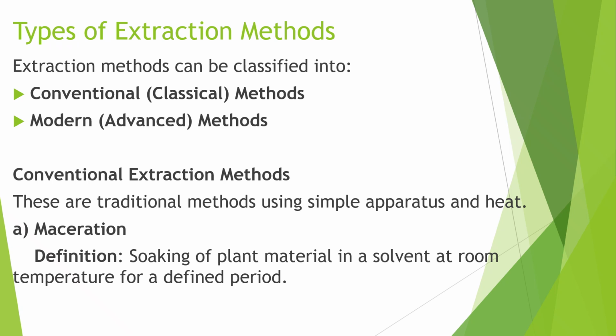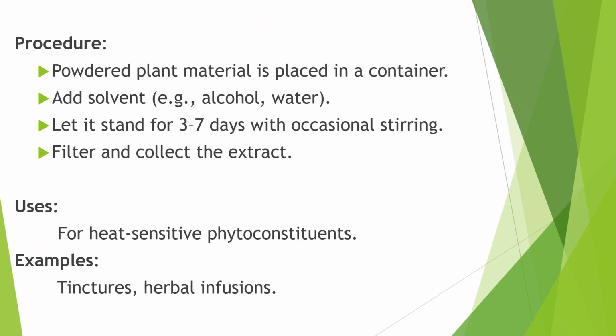These are the traditional methods using simple apparatus and heat, which include processes like maceration. What is maceration? Maceration is a process where plant material is soaked in a solvent at room temperature for a definite time period, and after that you will get the extract accordingly.